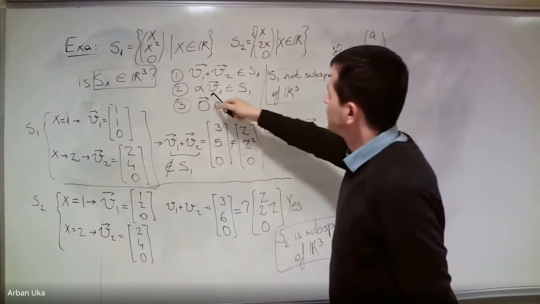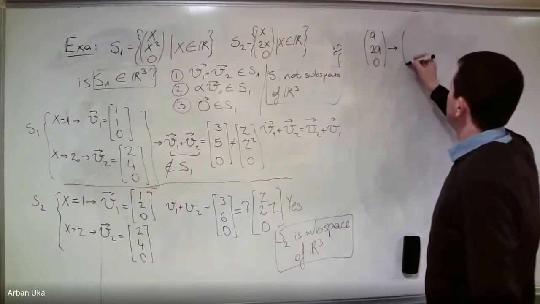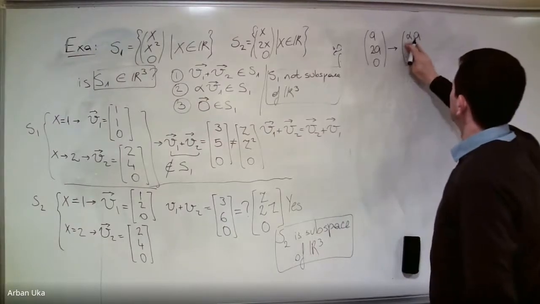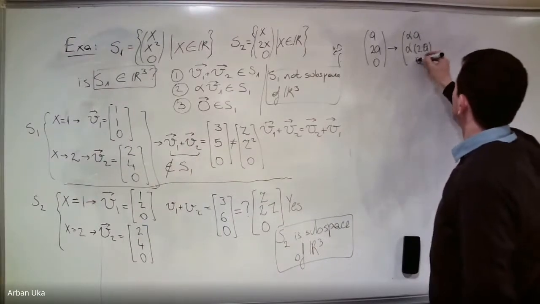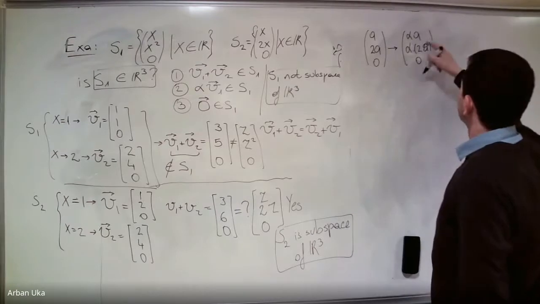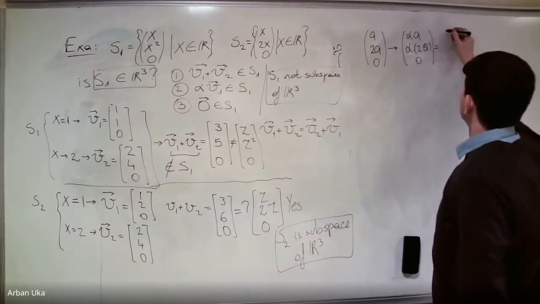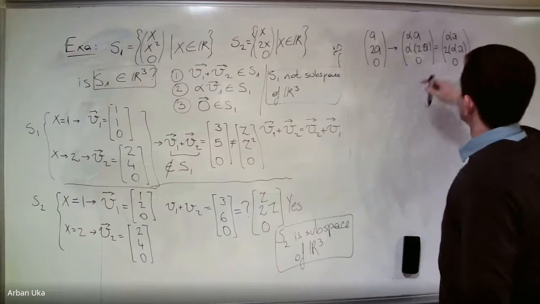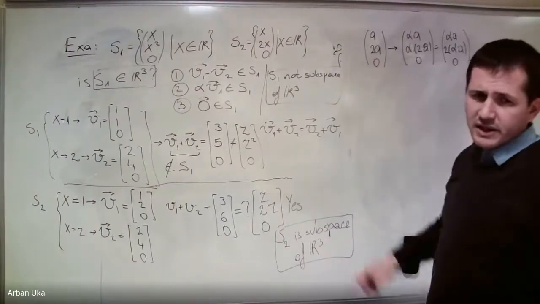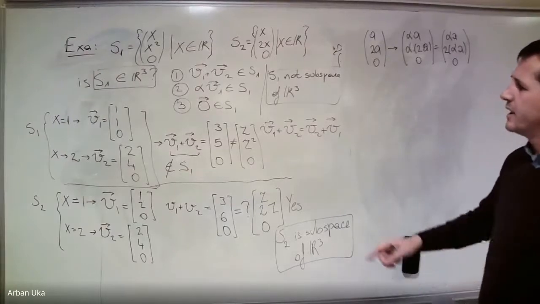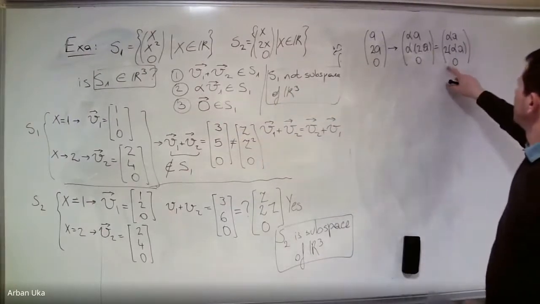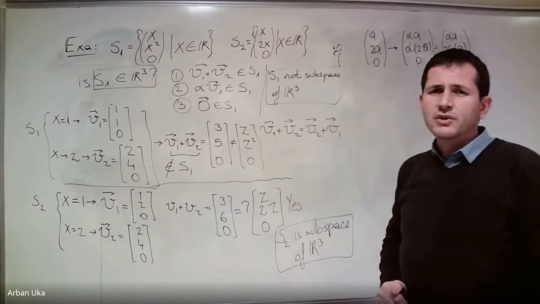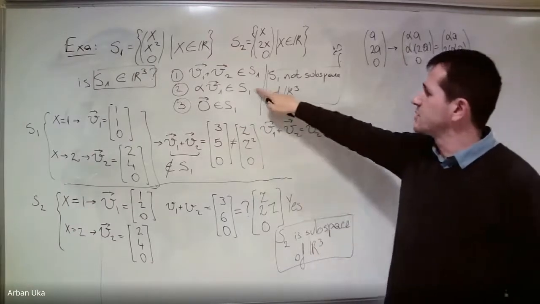So the second condition wants to check whether alpha times (A, 2A, 0) is in the space. We can write this as alpha A, 2 alpha A, and 0. So even if we multiply any vector as general as A, 2A, and 0 by any constant alpha, we can simply observe that this space is closed under multiplication of a vector with a constant. Okay, so the second condition is also satisfied.